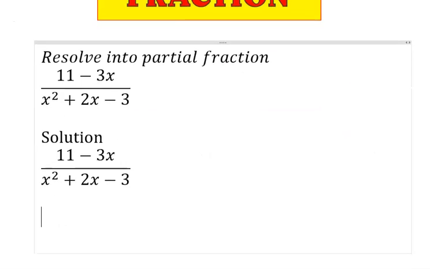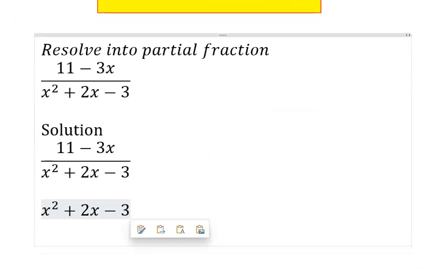So let's see what we have. We have this at the denominator, x squared plus 2x minus 3. In the quadratic equation factorization method, we can use that idea to factorize what we have here. If you have not seen our video on the quadratic equation factorization method, kindly check this YouTube channel. It is self-explanatory. So in factorization, you need two things.